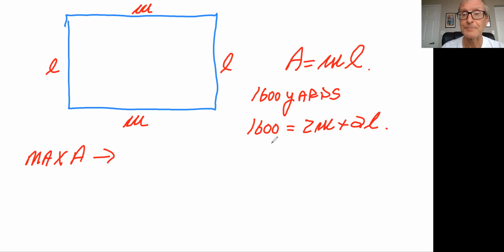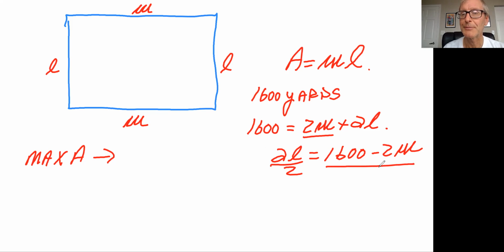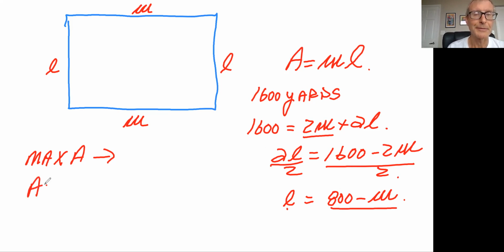Let's just solve for L. I'm going to bring the 2W to the other side, and you would get 2L is 1,600 minus 2W. And if you divide each side by 2, you would get L equals 800 minus W. So now we know that L equals 800 minus W, so we can get rid of the L in the A equation and plug in 800 minus W. When we do that, it would be A equals W times 800 minus W. Continue that, and you would see that.